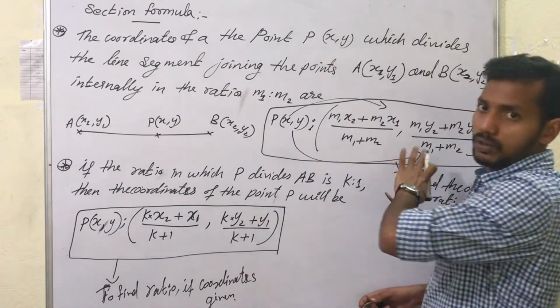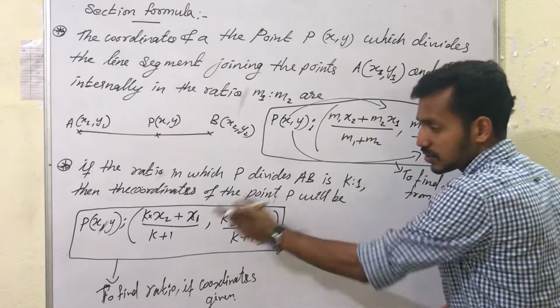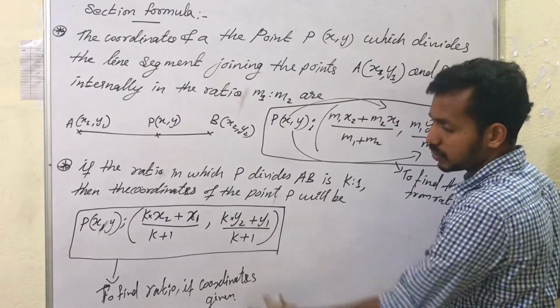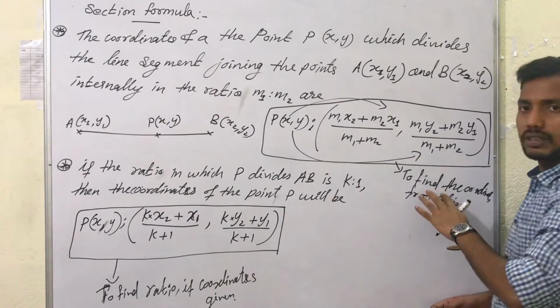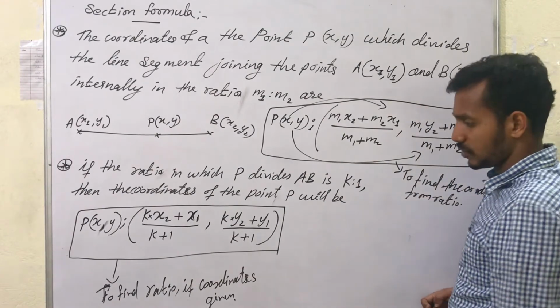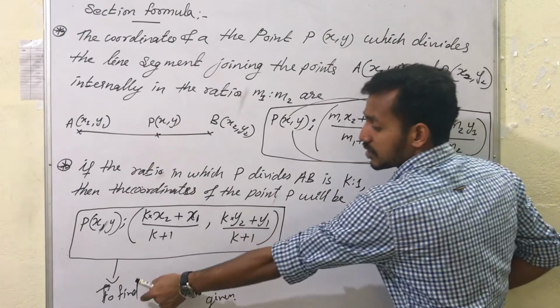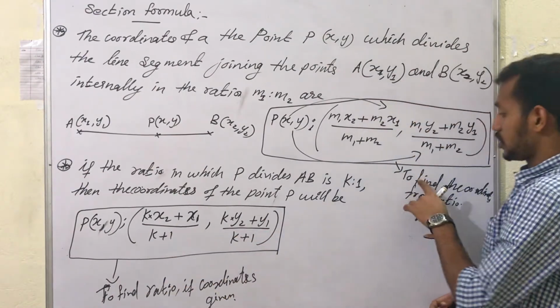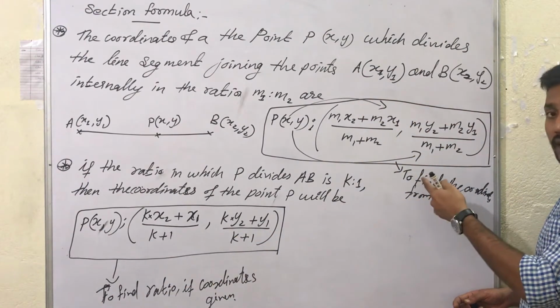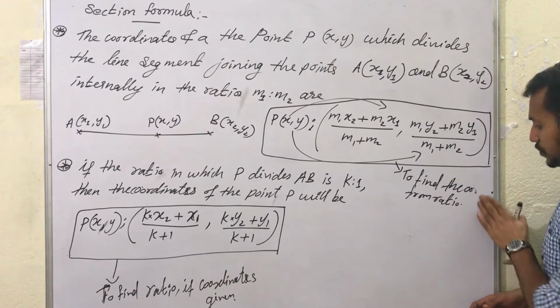You can use this formula also, okay? But it's very simple to use this formula. If you are not able to remember this formula, then you can use this one. You will get the ratio. But this is the formula which we are using instead of finding the ratio if the coordinate is given. This formula mainly we are using to find the coordinates.